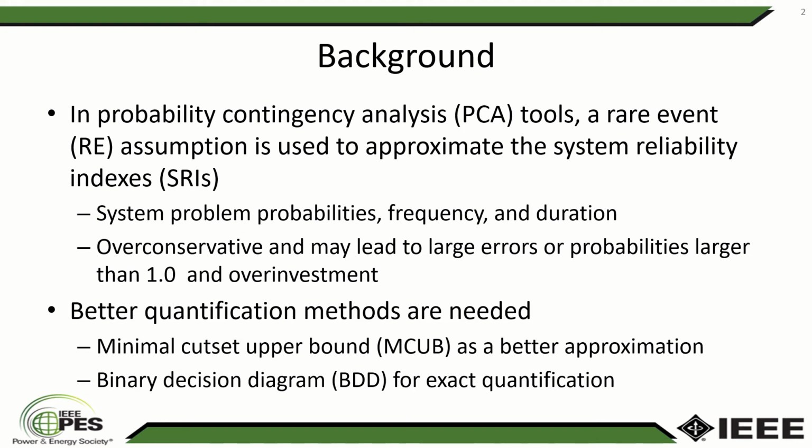The issue with this rare event approximation is it's over-conservative, and in general it leads to large errors, or sometimes the probability calculated can be larger than 1.0. So therefore we need better quantification methods. That's why we introduce these two methods. The first one is called minimal cut-set upper bound, MCUB. It's a better approximation. The second one is the so-called binary decision diagram, which is used for the exact quantification of the system probabilistic indices.